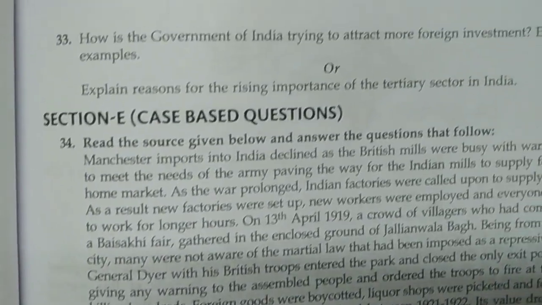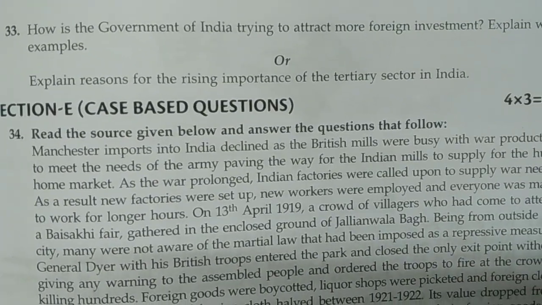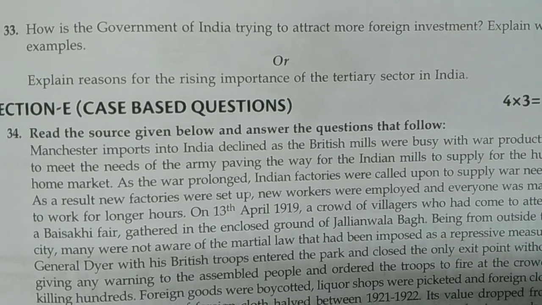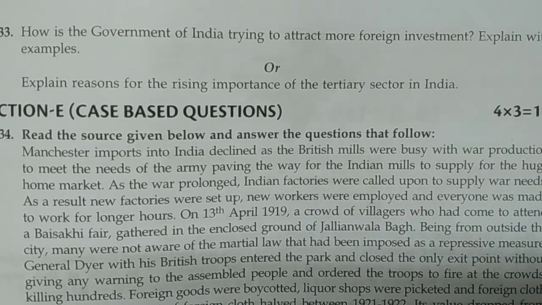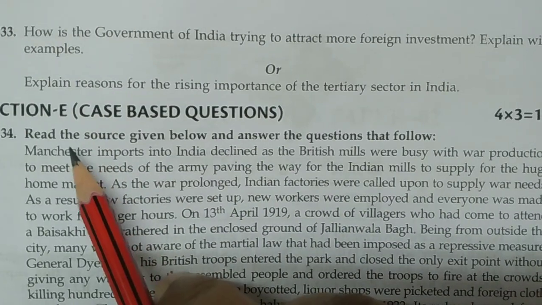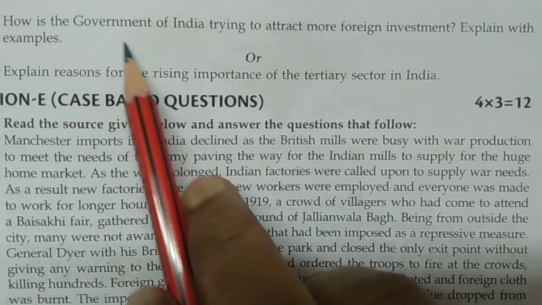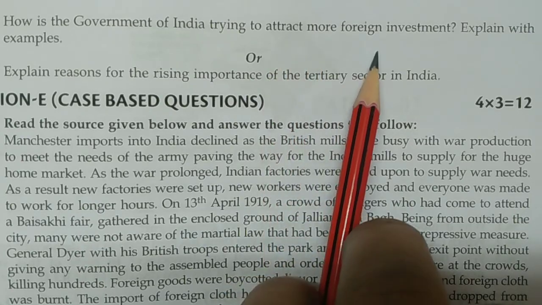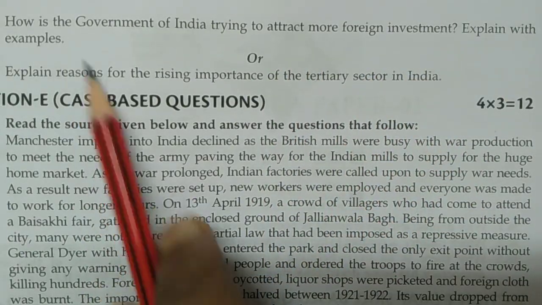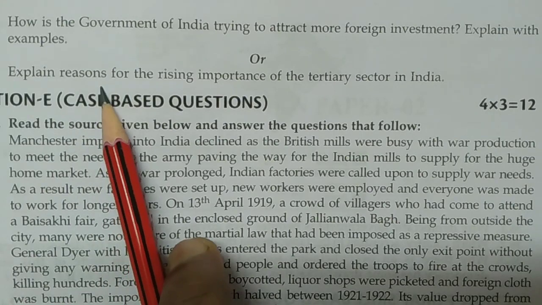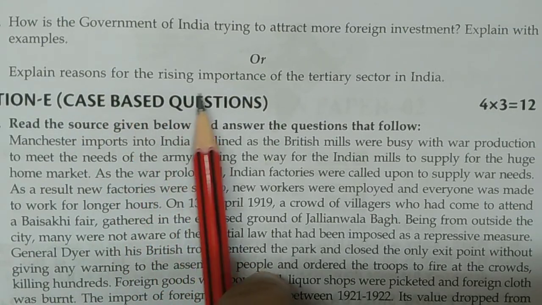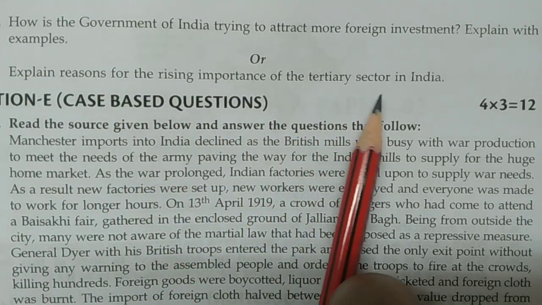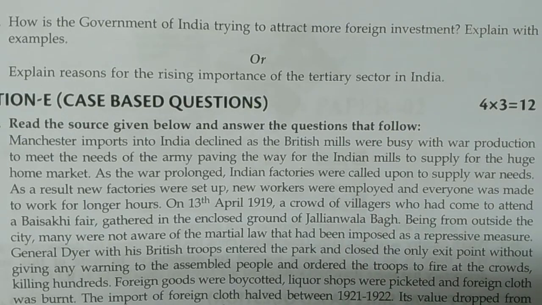Now come to question number 33. This is question number 33. We can do from here. How is the government of India trying to attract more foreign investment? Explain with examples. Or explain reasons for the rising importance of the tertiary sector in India. So these are the questions which you need to complete properly.